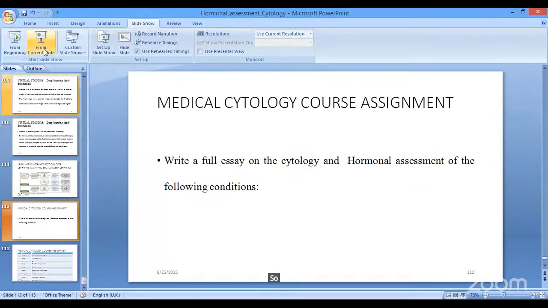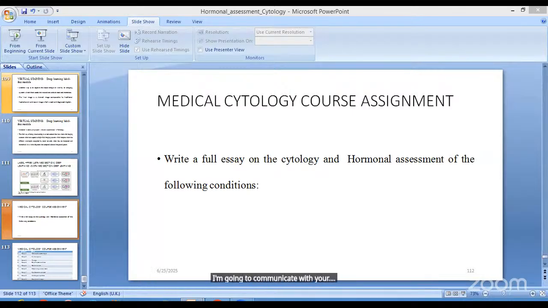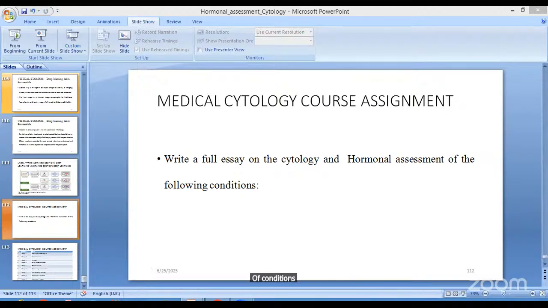So that's the end of the lecture of today. I'm going to give you assignments. I'm going to communicate with your class rep. We have 9 groups from your list. You are 63 numbers, so we have 9 groups. Each group has an assignment attached to it. So what all the groups will do is write a full essay on the cytology and hormonal assessment of conditions that have been given to each group.